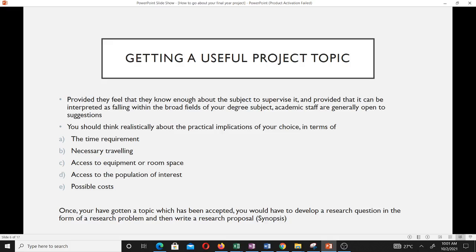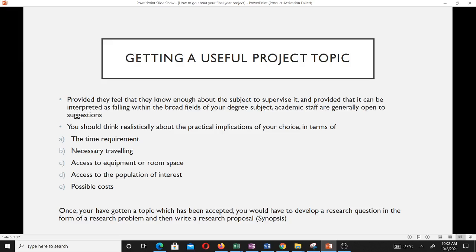Okay. Then you also have to be careful in terms of necessary traveling. There are some practical topics where you have to travel to take some data and the rest. So if you know you can travel, fine. But if you can't, you have to take all this into consideration. Then access to equipment or room space. So for instance, especially those in the engineering field and the biological sciences field, you would have to experiment and do certain things. And it could be that a particular tool that you need for that work won't be available to you.